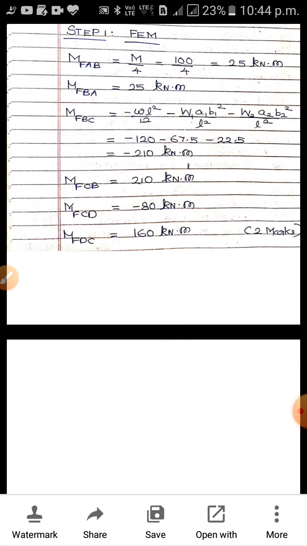For an end fixed, I by L. For an end hinged but continuous, also I by L. For an end hinged only, beyond that support if you don't have any other support, it is 3 by 4 into I by L. So always remember that. And for an overhanging portion, no support, so 0. I hope you'll do it.